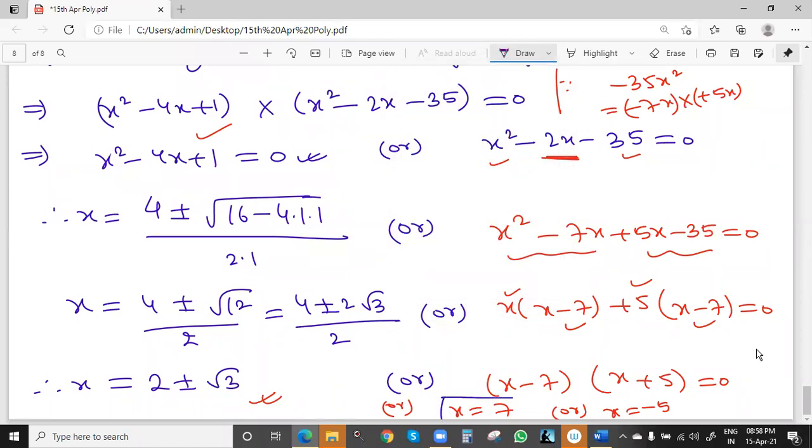The remaining two zeros are x equal to 7 and minus 5, because two zeros we were already given, these values, 2 plus minus root 3. So the remaining zeros we had to find. That will be this one, you can say 7 and minus 5. These are the values. So last question, exercise question only, optional 2.4, the last fifth one.